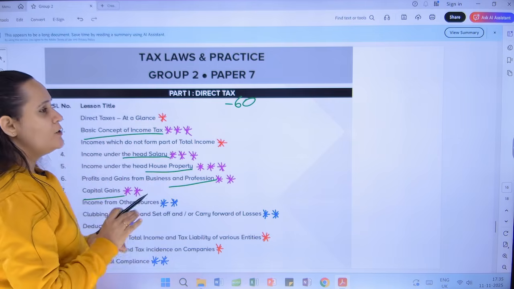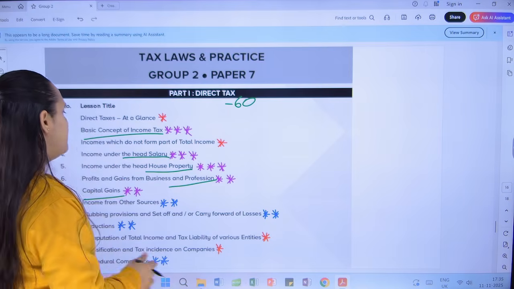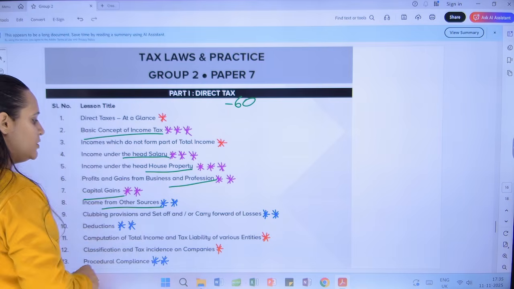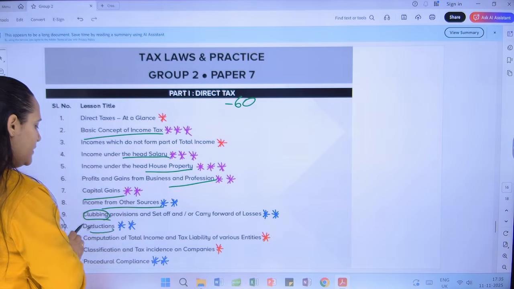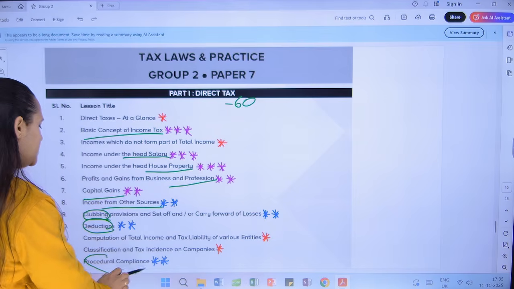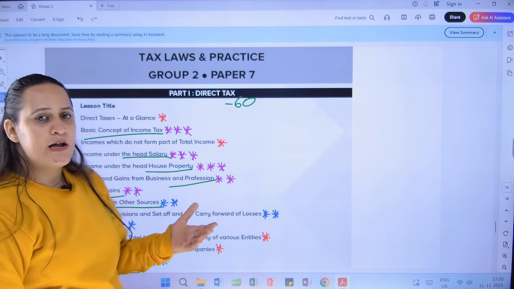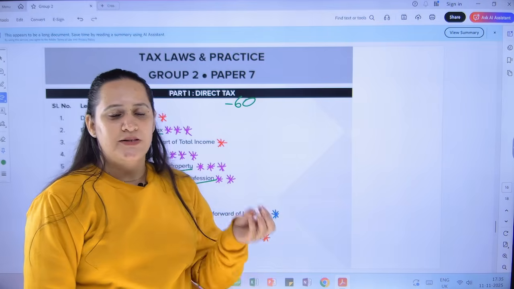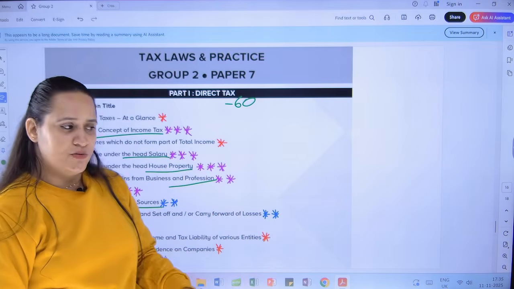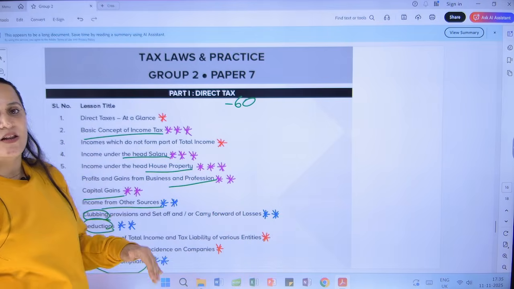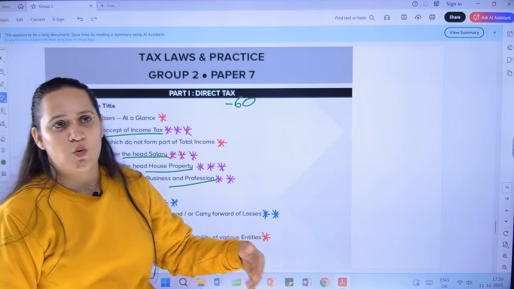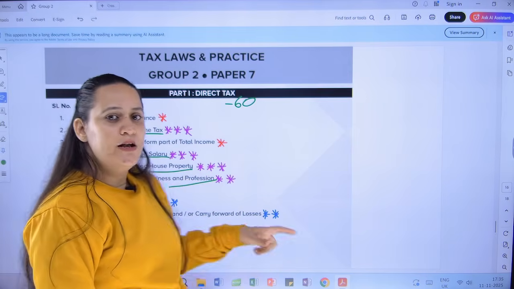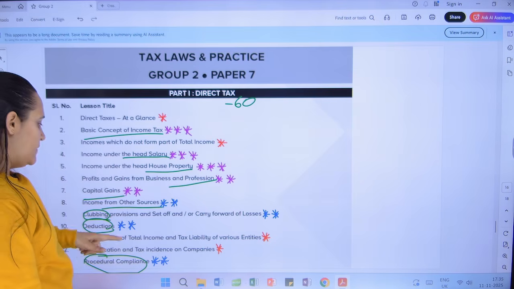Once you finish these chapters, you're going to go to the second level of important chapters, that you're going to focus on income from other sources, clubbing of income, deductions, and the procedural compliance, because as much as they are going to also ask you practical questions, they are also going to ask you direct theory questions. And procedural requirements is very, very important with respect to tax matters. What are the due dates? What are the forms to be filed? So that becomes important from that perspective.